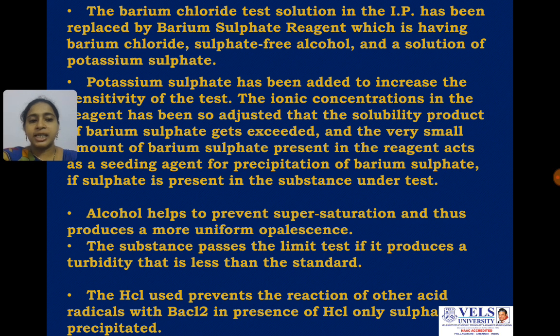The substance passes the limit test if the turbidity is less than that of the standard, otherwise vice versa. And the HCl which we are using is used to prevent the reaction of other acid radicals with barium chloride. In the presence of HCl, only sulfates undergo precipitation.